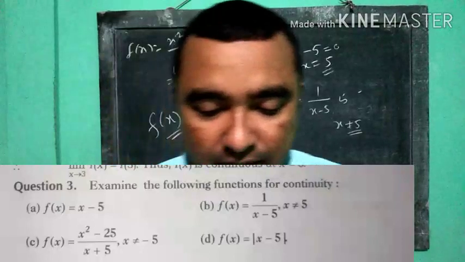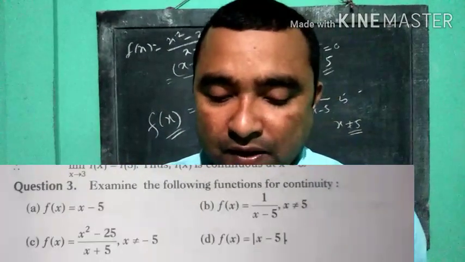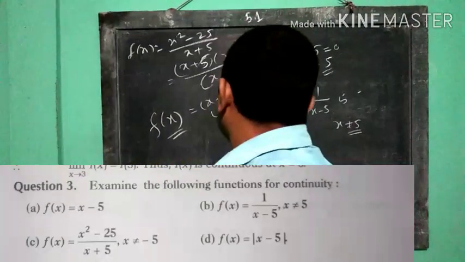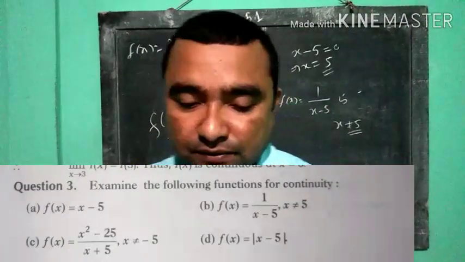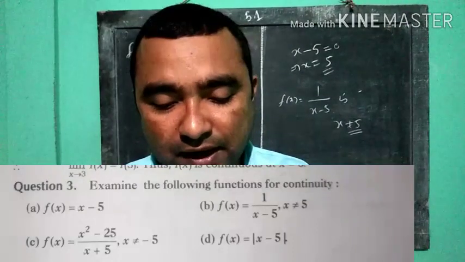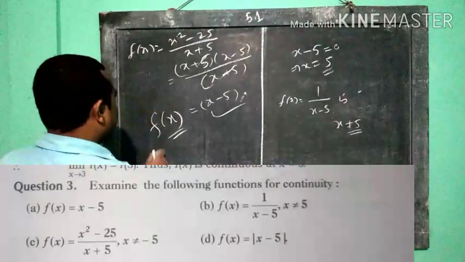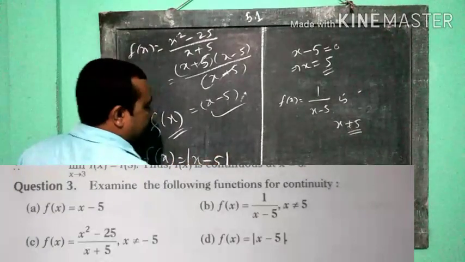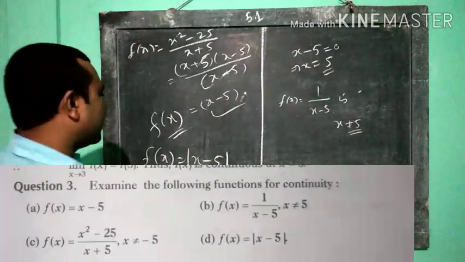d is given here. d is f(x) equal to modulus of (x − 5). Every modulus function is continuous. So f(x) equal to modulus of (x − 5) is given here. Every modulus function is continuous, so this is also a continuous function.